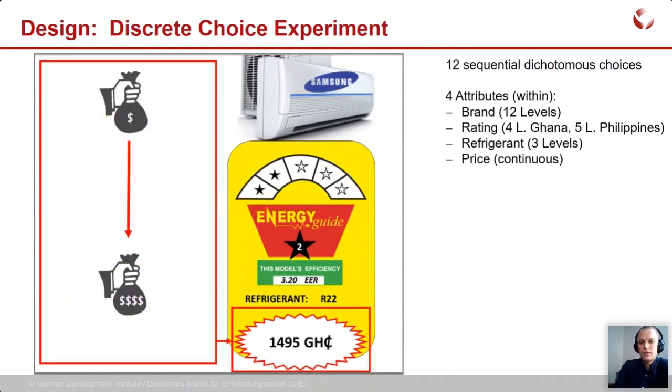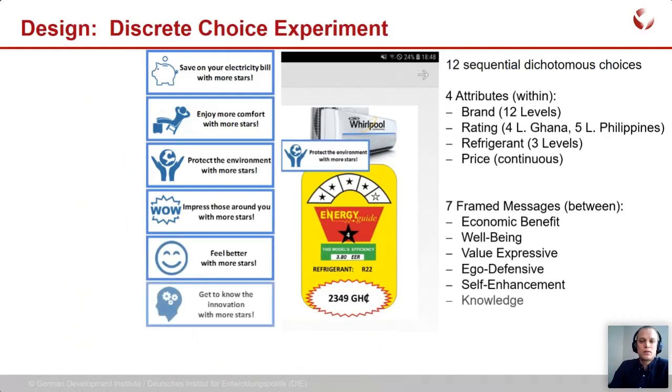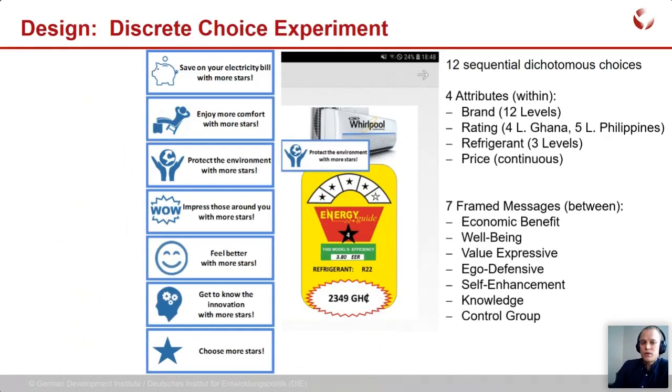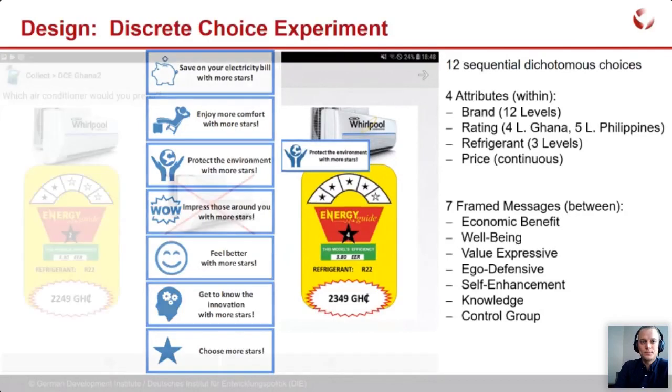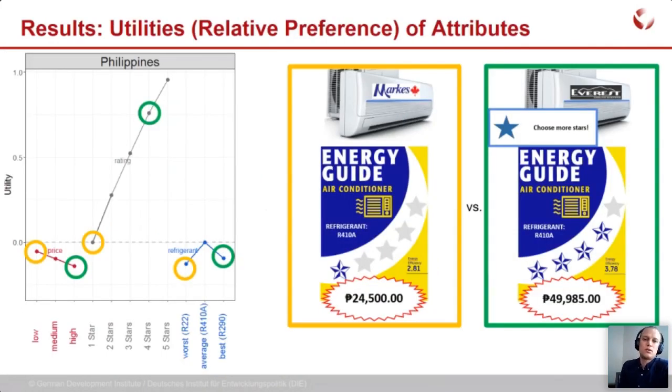And we also varied the price on a continuous scale. And then between participants, we varied the framed messages referring to the different attribute functions. And we also included a control group that you see at the bottom. Coming to the results, what you see here are the results for the Philippines, only looking at the attributes.